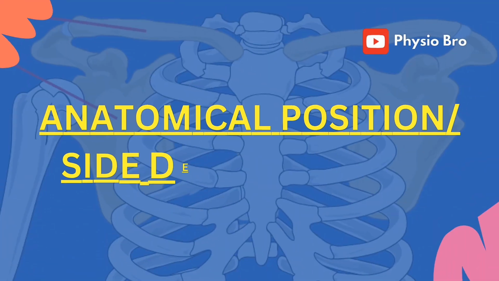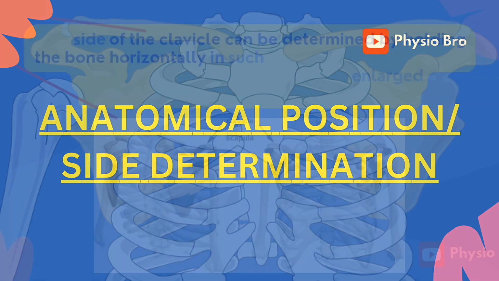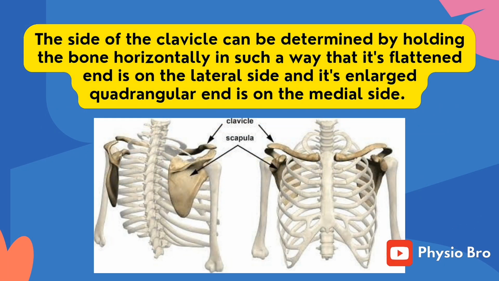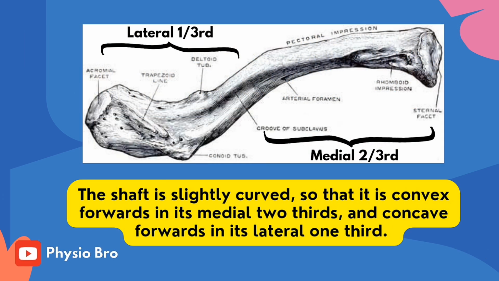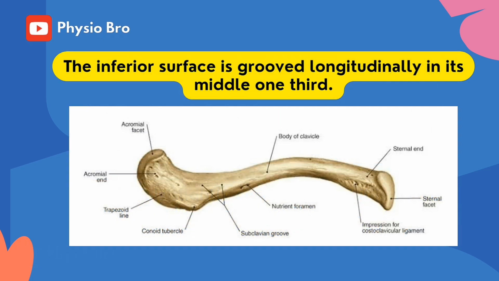Anatomical position, side determination. The side of the clavicle can be determined by holding the bone horizontally, in such a way that its flattened end is on the lateral side, and its enlarged quadrangular end is on the medial side. The shaft is slightly curved, so that it is convex forwards in its medial 2/3, and concave forwards in its lateral 1/3. The inferior surface is grooved longitudinally, in its middle 1/3.